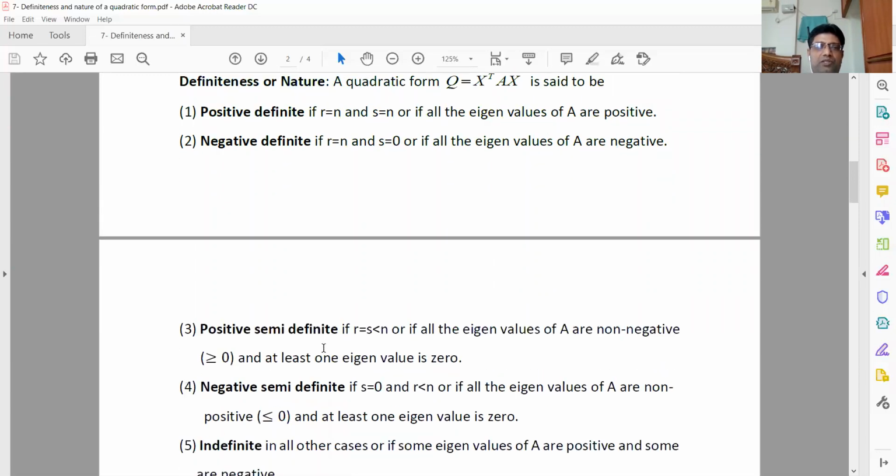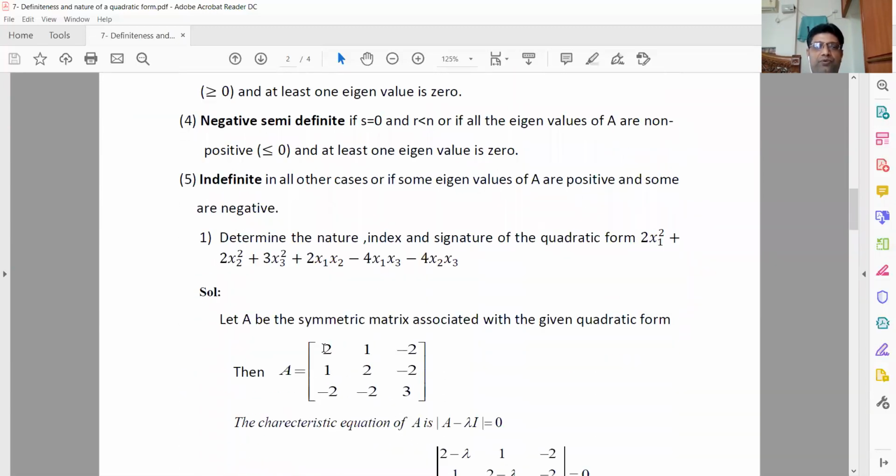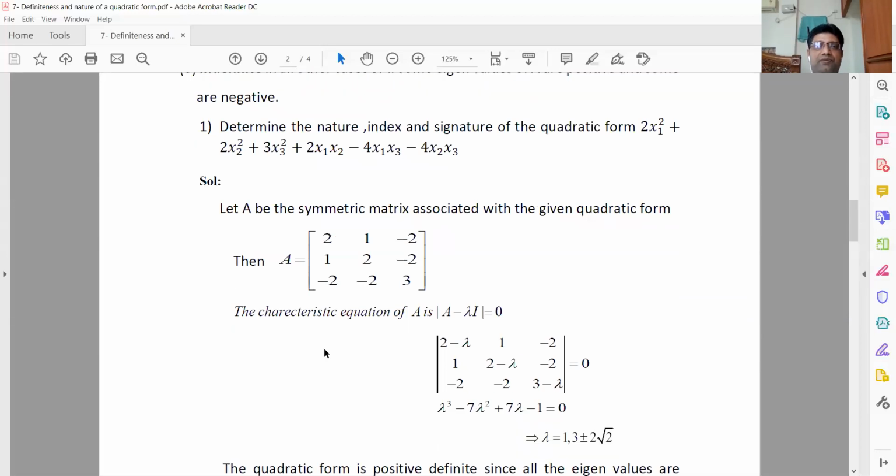Now, we know what is meant by index, signature, and nature. Now, we will check all this with the help of a few problems. Now, let us see the first one.